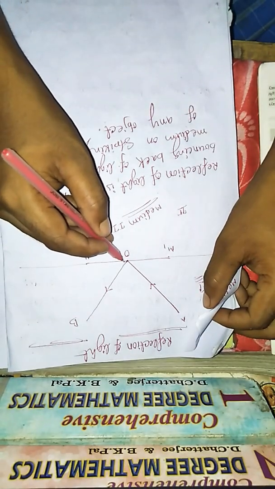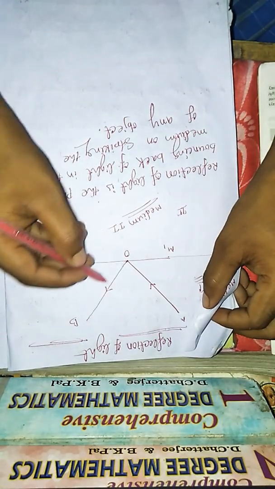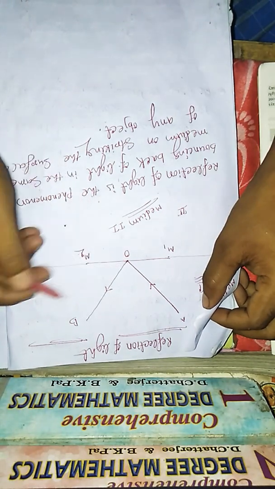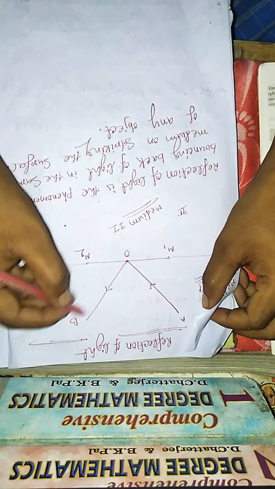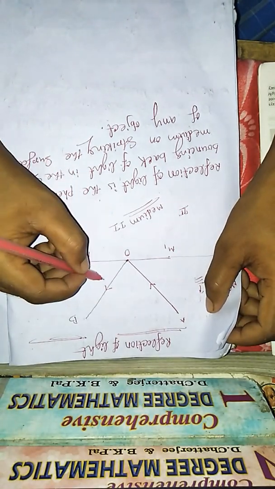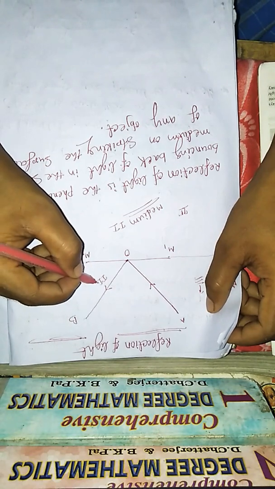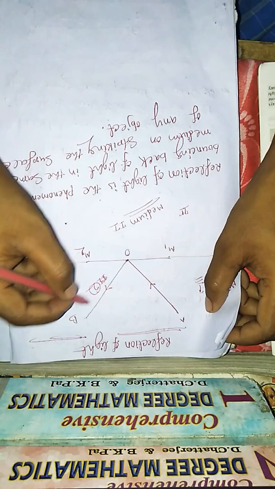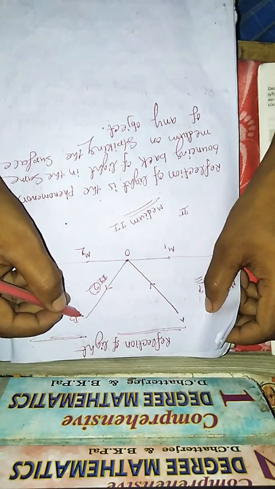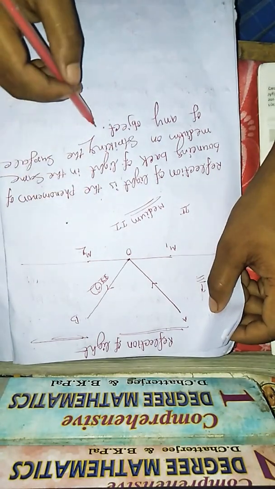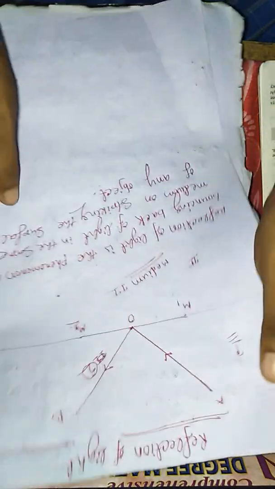Okay, so what is the reflection of light? It is the bouncing back of light rays in the same medium. These light rays bounce back. Let us consider these light rays as 2. So the second light ray is bouncing back to the first medium again on striking the surface of any object. Okay, so this is the reflection of light.